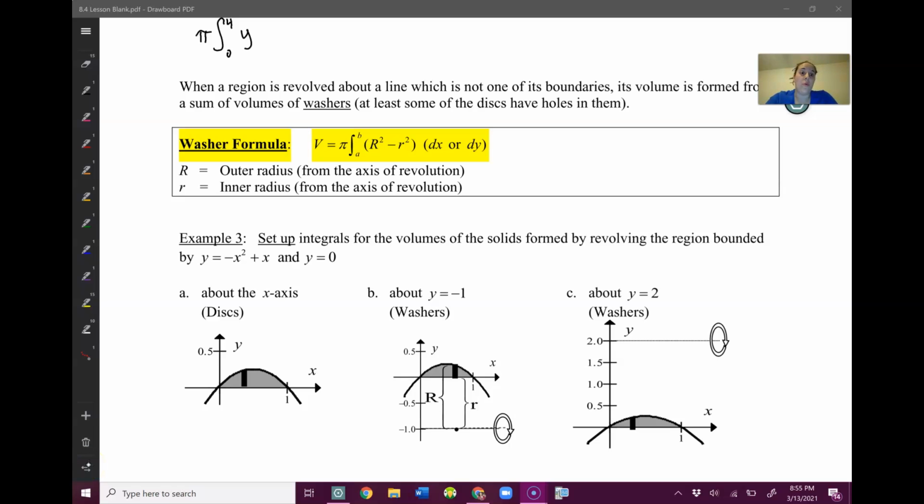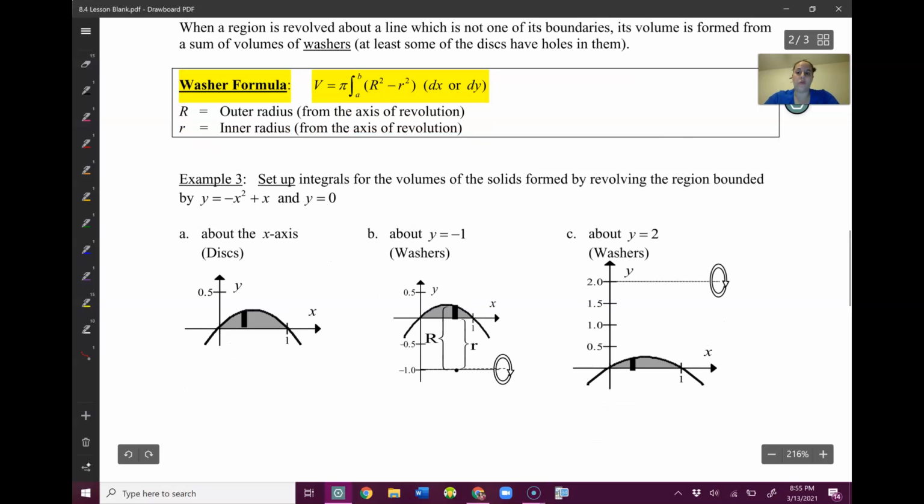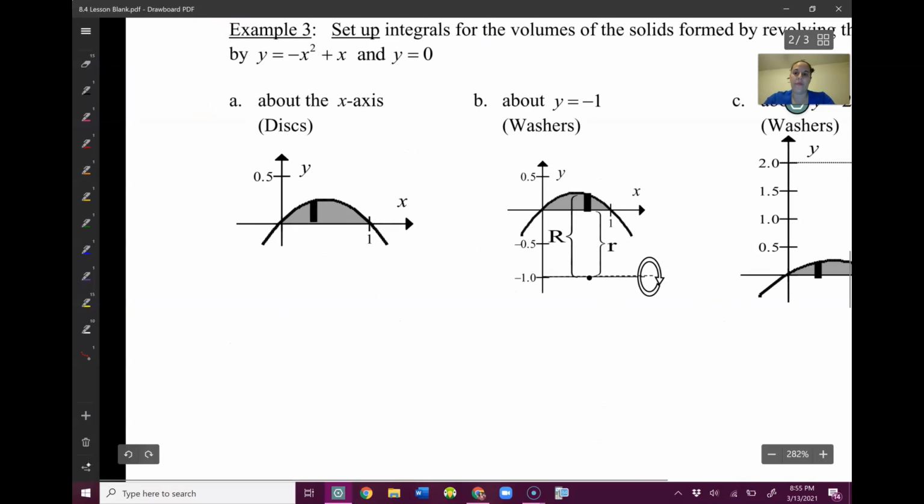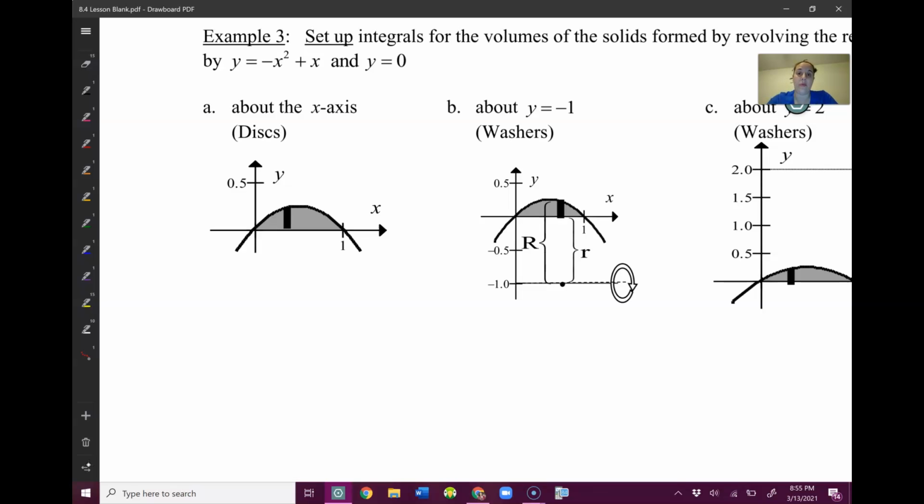Let's introduce washers. Now, to introduce this idea of washers, we're going to start with what we know. So let's start with example 3a. In this example, we're taking this parabola right here, and we want to rotate it around the x-axis. So we're going to get these circles here. So you can start to visualize what this is going to kind of look like.